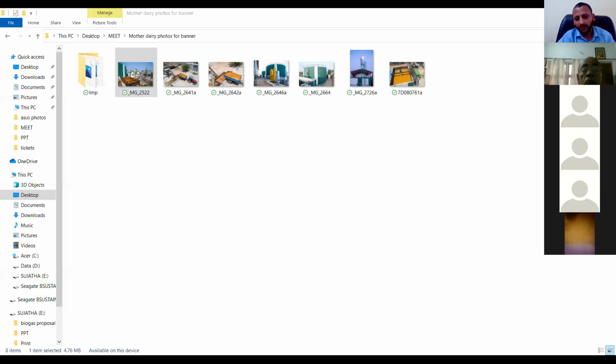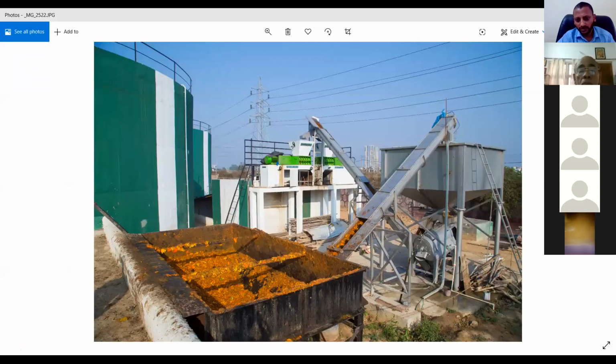This is the plant we installed for Mother Dairy fruits and vegetables. It is a 50 TPD plant, 50 tons per day of fruit waste. The biogas is utilized for furnace oil replacement. They have two furnace oil fired boilers of 3 tons each.